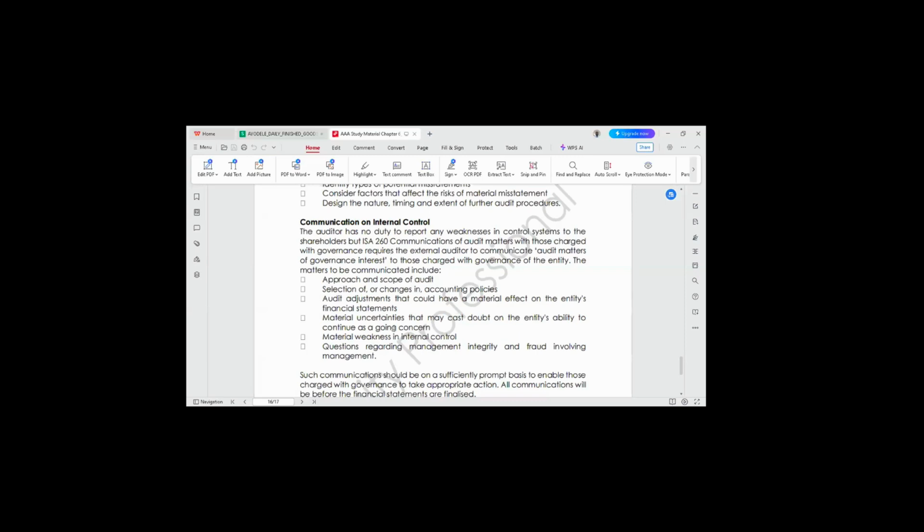Now, what you need to also understand is that this letter is shared by the auditor at the end of the engagement. When he's done with the engagement, while he's presenting his draft audit report, he accompanies it with what? The management letter, which will be presented to the management. That is the process for that.